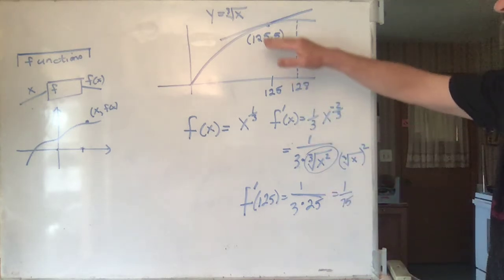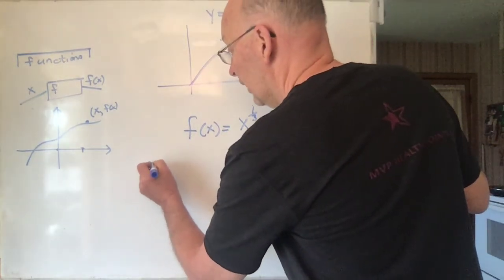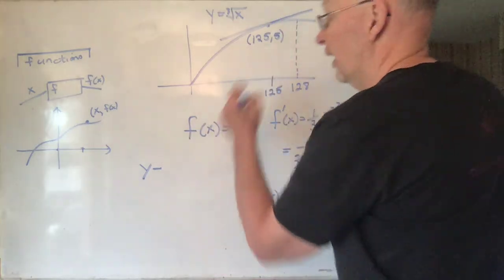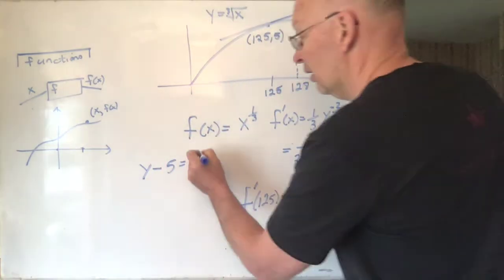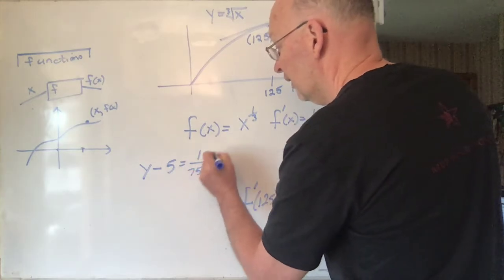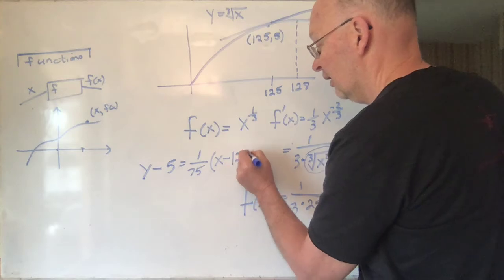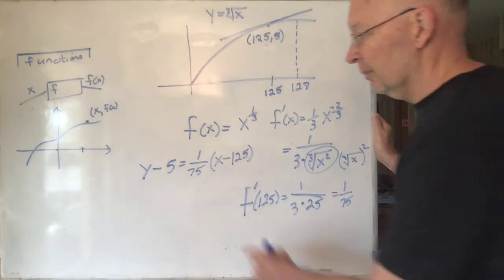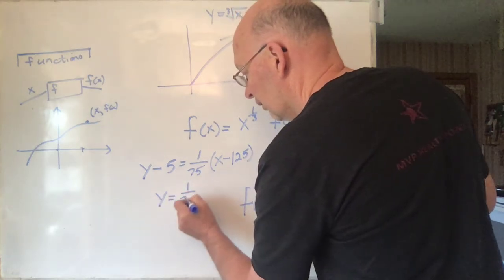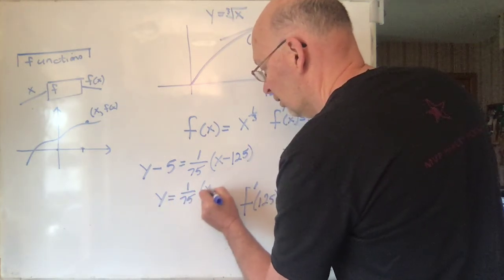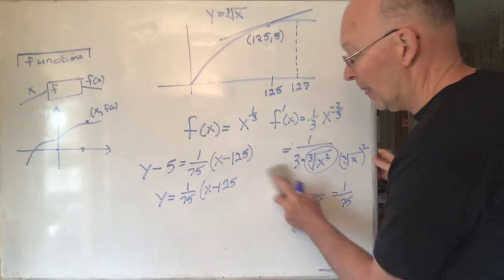So now what's the equation of our line? Our line is going to have equation y minus 5 is equal to, here's the slope, 1 over 75 times x minus 125. And then you can add 5 to the other side. Get rid of this now.